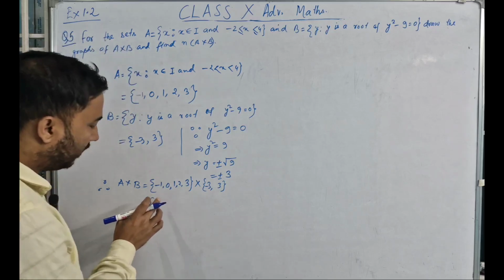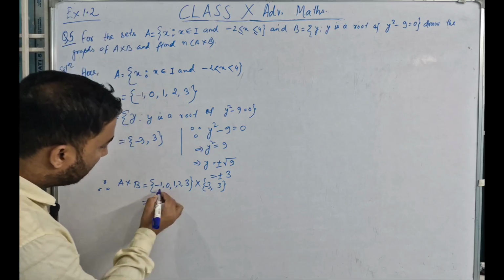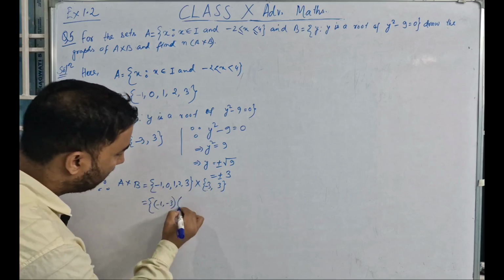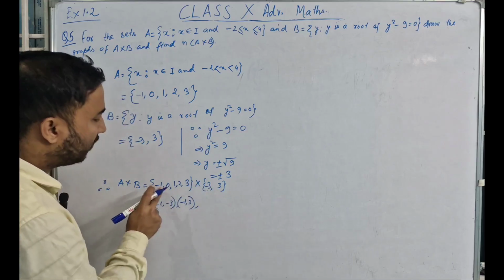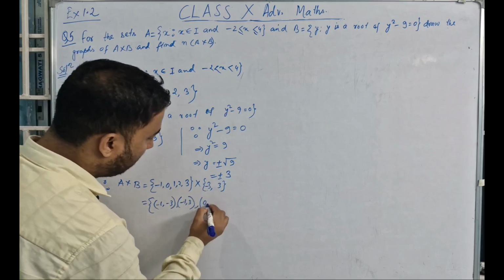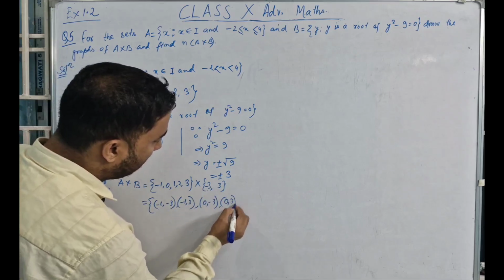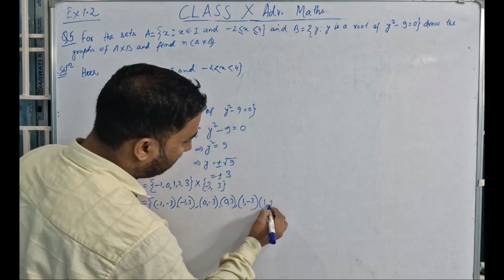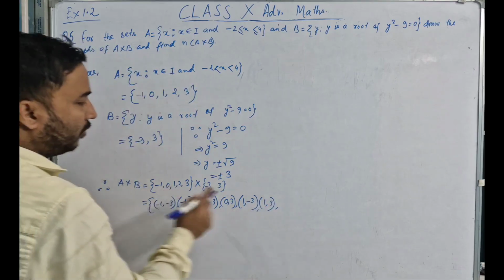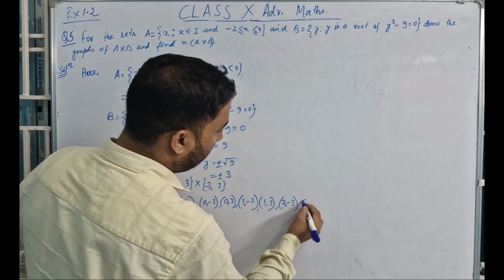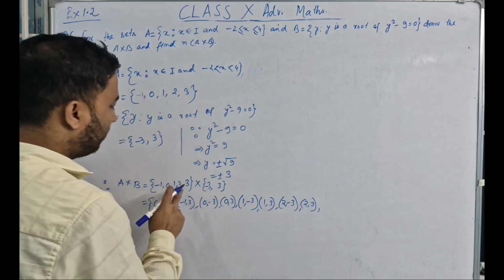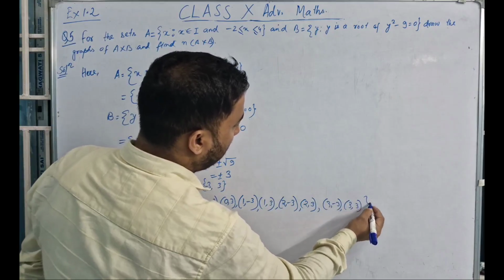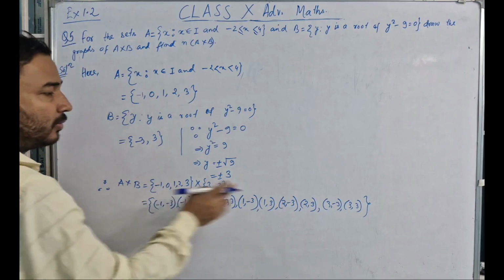Now what will that be? What are the ordered pairs for this set A cross B? The ordered pairs will be (minus 1, minus 3), then (minus 1, 3). After minus 1, we have 0. So (0, minus 3), then (0, 3). Then you have (1, minus 3), then (1, 3). Then you have (2, minus 3), then (2, 3). Then you have 3, so (3, minus 3), and then (3, 3). After 3, since we do not have any other elements, we have to close the bracket.